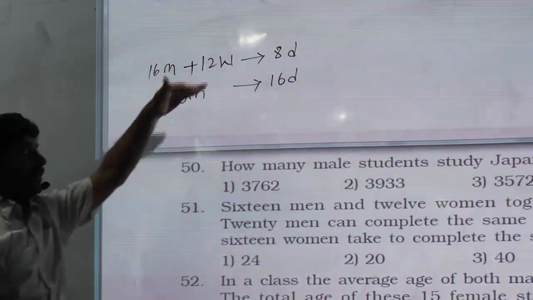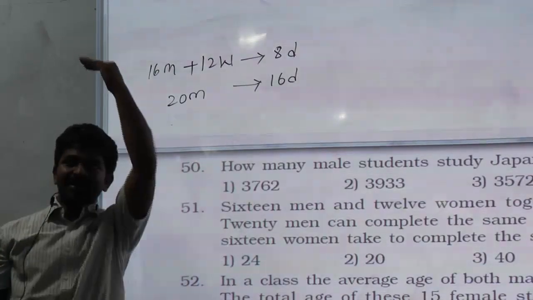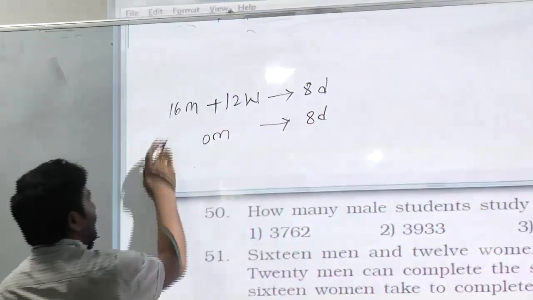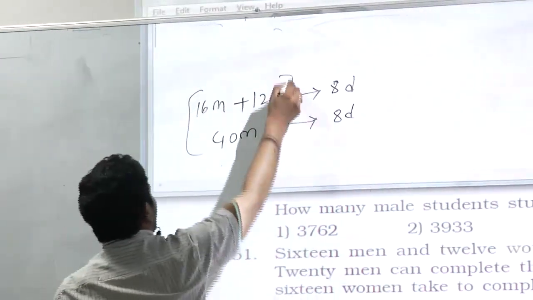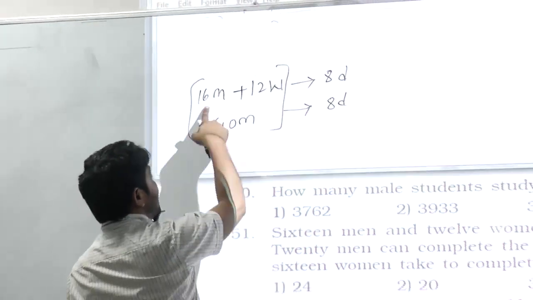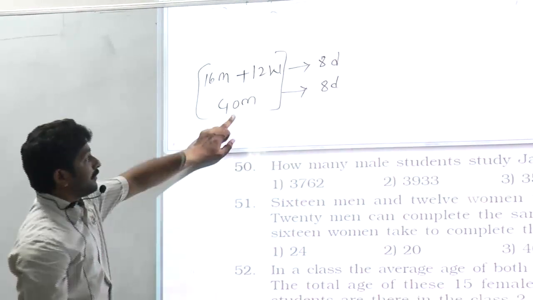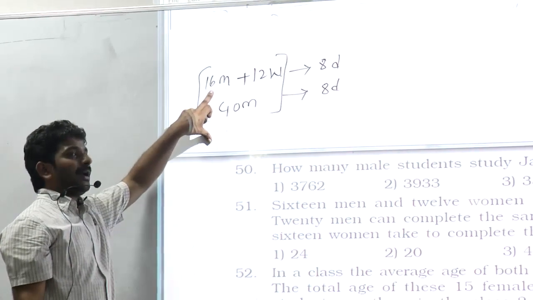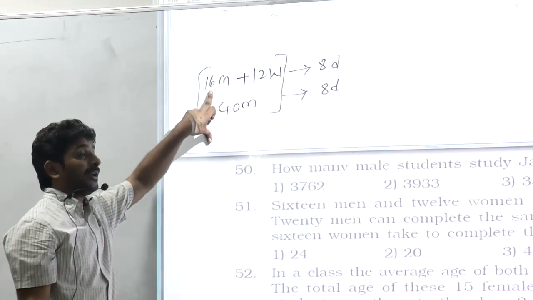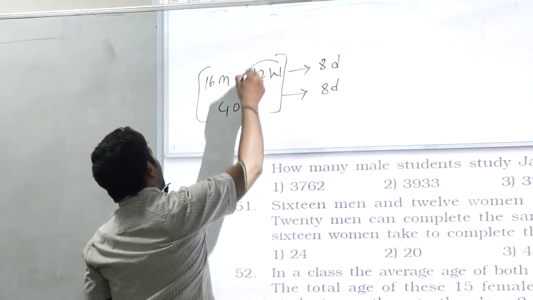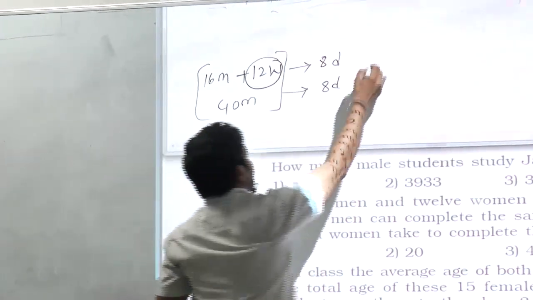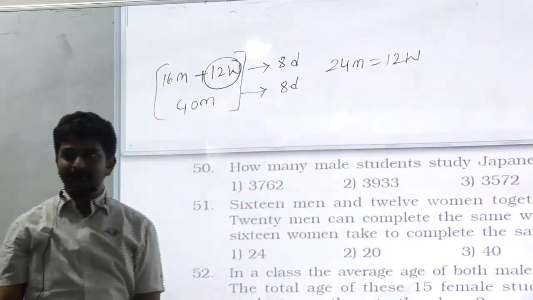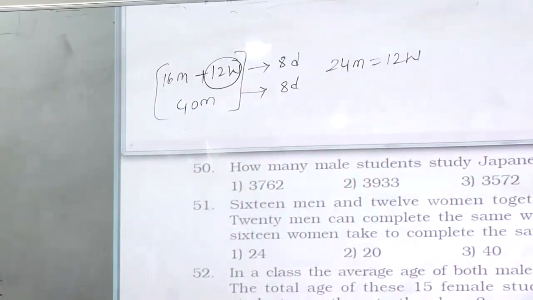Yes? If the number of days decreases, efficiency increases. So to complete the same work in 8 days, we need to have 40 men. So the efficiency of 12 men and 16 men and 12 women should be equal to 40 men. To make it 40 men, how much do you need to add to 16? 24. Instead of 24 men, how much are you adding? 12 women. So 24 men's efficiency is equal to 12 women. Conclusion came? Yes. Now let's convert.